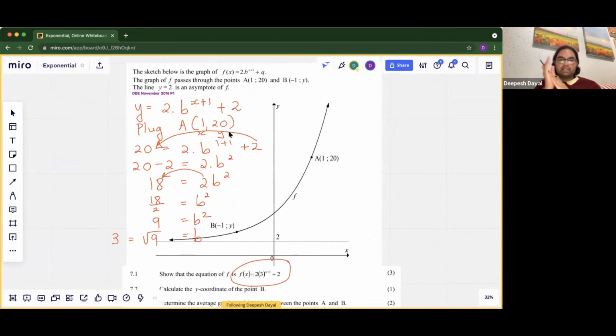We used A, Natasha, because in B we don't have the y value. So it becomes difficult to use that. We need a coordinate where we have both the x and the y. Is that okay? Okay, yeah, you see, so B, we don't have the y value there. So we're going to be left with too many unknowns, right?